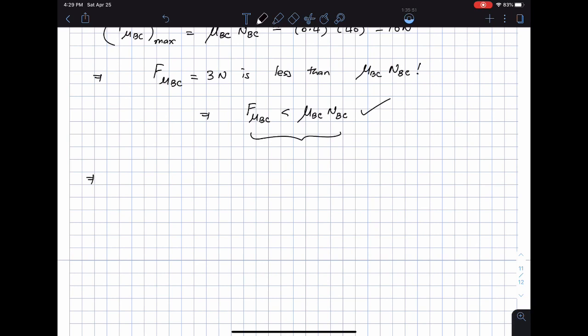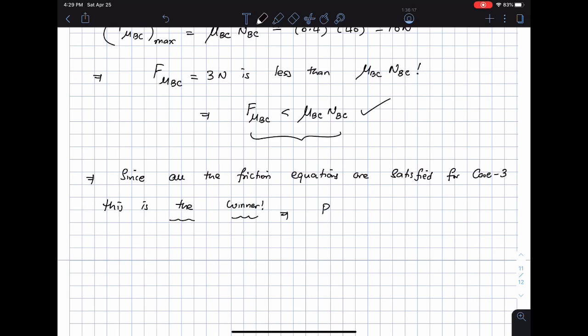Which means that since all the friction equations are satisfied for case 3, this is the winner, which means that P minimum is equal to 3 newtons to cause motion to impend, and at this point the box A will start to slide.